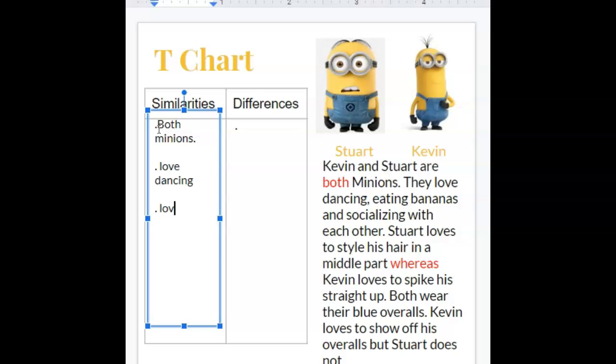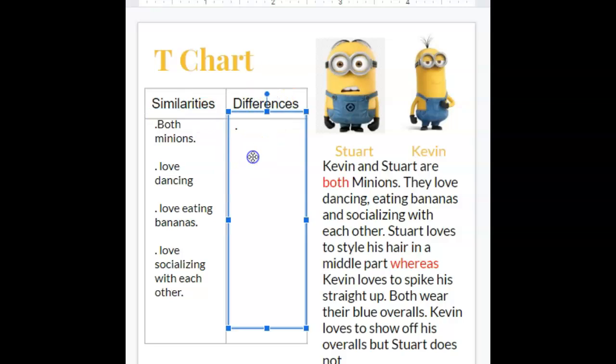They both love eating bananas, and they both love socializing with each other. Okay. I know the words both are minions tell me it's both Kevin and Stuart, and also the word they tells me that it is more than one, so they means both. Stuart and Kevin love dancing, love eating bananas, and love socializing with each other. That wasn't just Stuart and it wasn't just Kevin. That was both of them together.